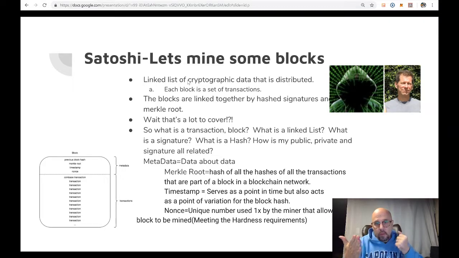So how are these blocks linked together? As you guys saw, there was a hash, a signature, and a Merkle root. So it's important for us to understand what a digest is, what a hash is, what a hash algorithm is, and what source data is. Let's take a step away from Bitcoin for a second, not even think about Bitcoin, and just think about cryptography.